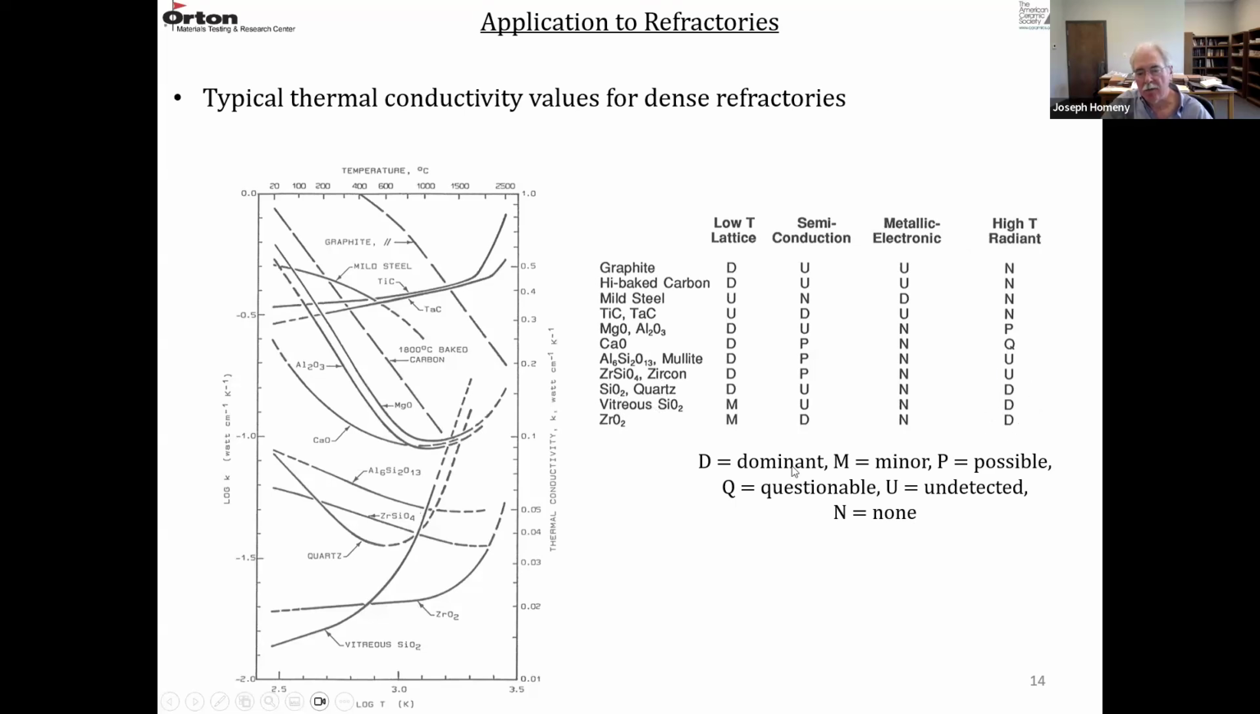So D is a dominant mechanism, M is minor, P is possible, Q is questionable, U is undetected, and N is none. I'm not sure in this table what the difference between U and N is, but in either case, there's no contribution to conductivity.